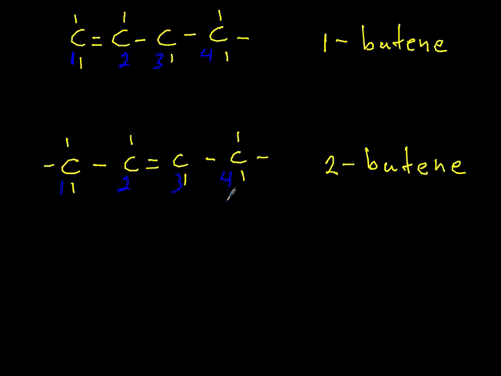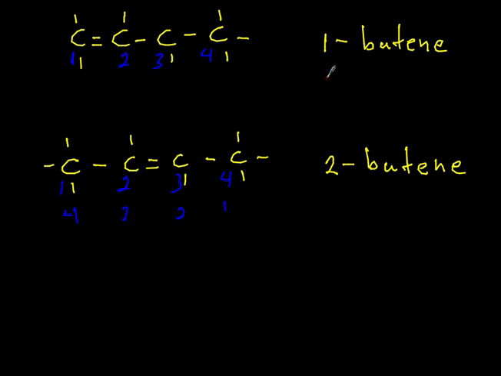If you number this one backwards, if you go 1, 2, 3, 4, it's the same thing. It wouldn't be any different if you number from right to left in that case. Remember, from right to left in this case, you'd have a 3-butene, and that's not right. A 3-butene is just a 1-butene. And so that is what we have.